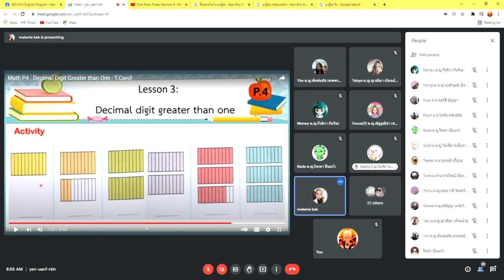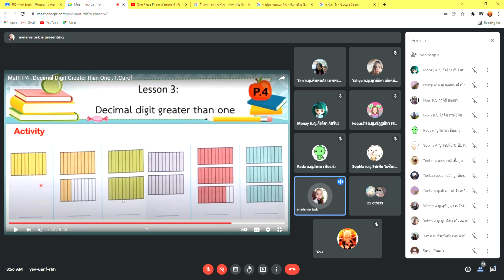Okay. You're raising your hand. Anybody, how are you going to write this one? How are you going to read this one in decimal? Number 2. The one that you read a while ago is in fraction, right? How are you going to read this one in decimal? Okay, go on, Sophia. 1 and 3 tenths. Okay, 1 and 3 tenths. Great job, Sophia.